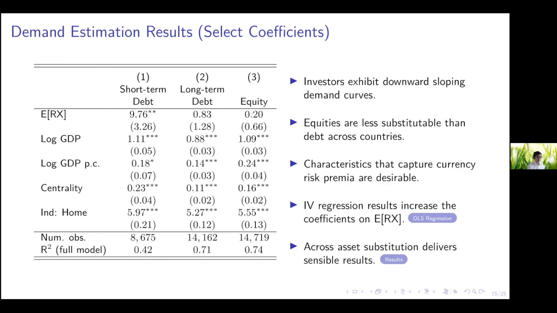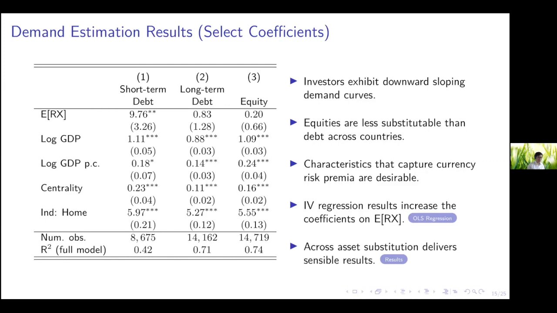Equities are less substitutable than debt across countries. So it seems that when expected returns increase in these debt markets, there are going to be greater shifts of capital relative to the equity markets. You're going to see that characteristics that capture currency risk premium are indeed desirable, things like centrality and size. And if you look a little more closely at the instrument, at the very least, the IV regression results do seem to increase the coefficients on ERX. If you look at the OLS regressions, all of these coefficients are just a little bit lower.